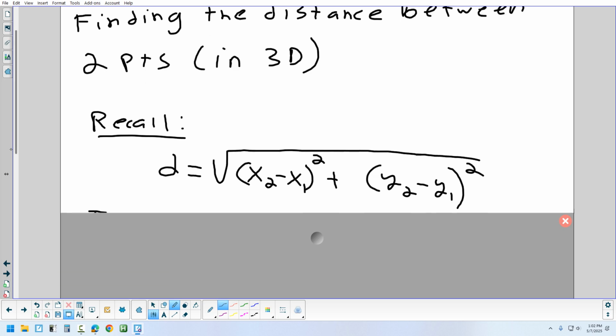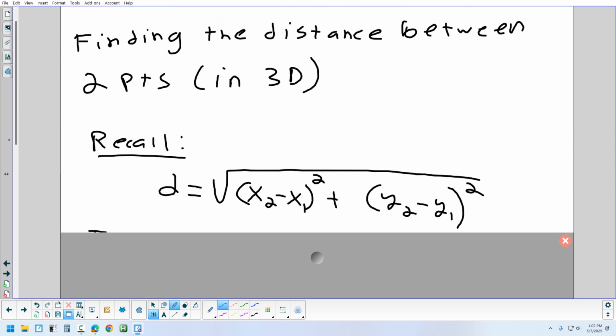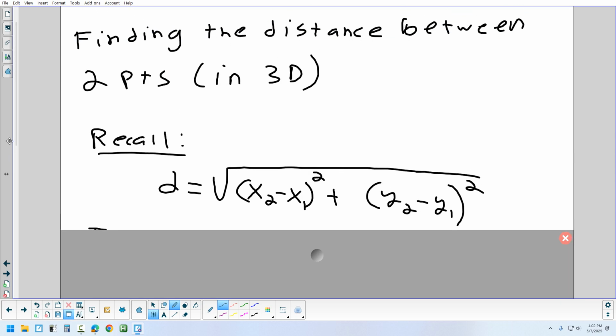Wait, is this a new formula? No, it should not be a new formula. You should already know that formula from geometry or something earlier. That's the distance formula. Yep.